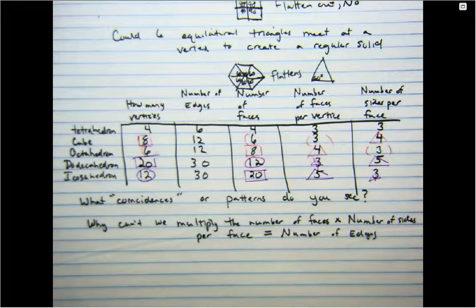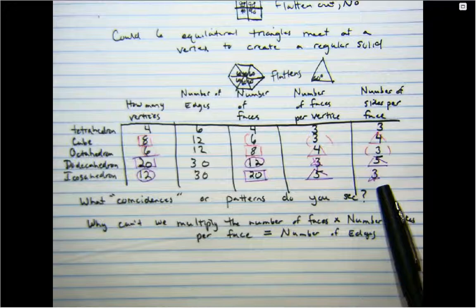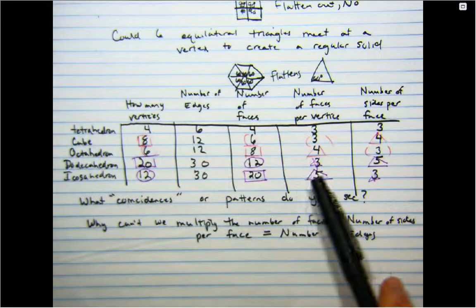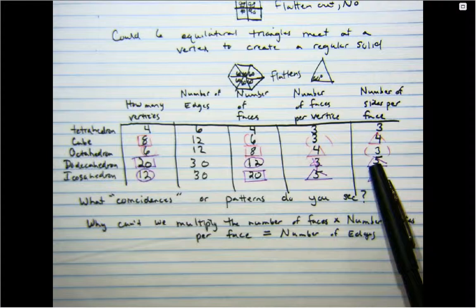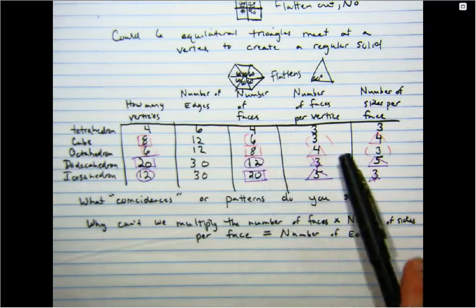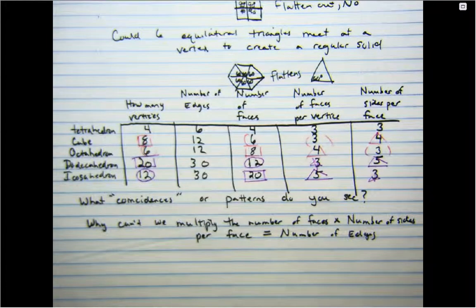Yes? The edges can be used to create more than one face. That's right. The edges can be used to create more than one face. So instead of being able to say 20 faces times 3 edges per face gives me 60, I get 30. 12 faces times 5 edges per face, instead of getting 60, I get 30. 8 faces times 3 edges per face gives me 24, and I get 12. Is anybody seeing a pattern there?